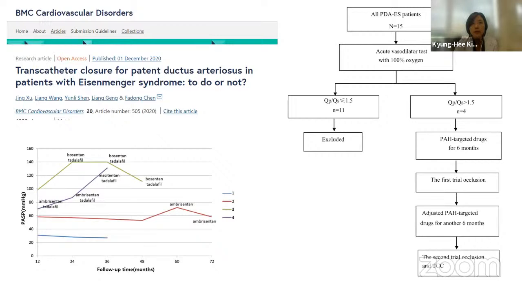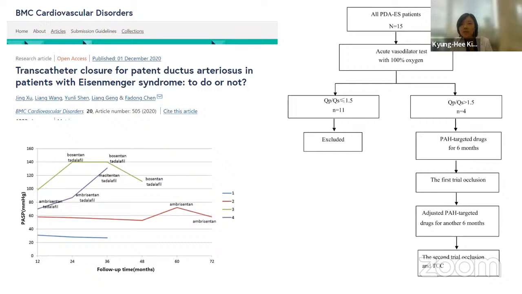No one can answer whether it's right to close PDA in patients with Eisenmenger. But there was a small study in 2020. 15 patients with PDA Eisenmenger were treated, and 4 patients with a Qp/Qs of 1.5 or higher were treated with a pH-targeted drug for the first 6 months. The first attempt failed after initiation of the pH-targeted drug for 6 months in 4 patients.